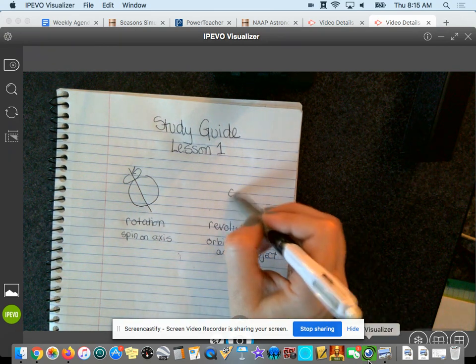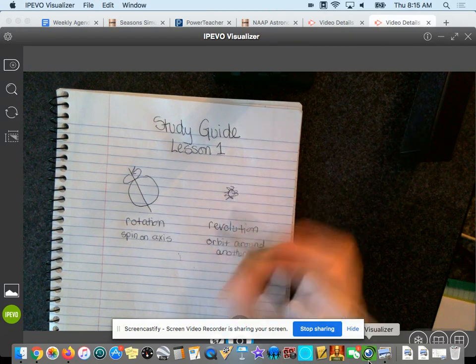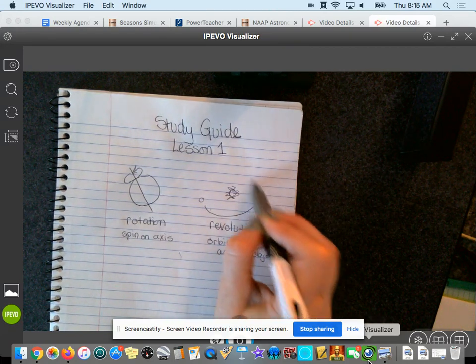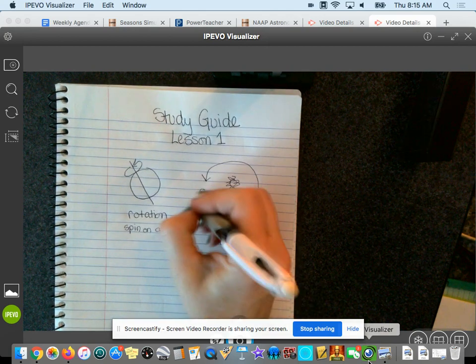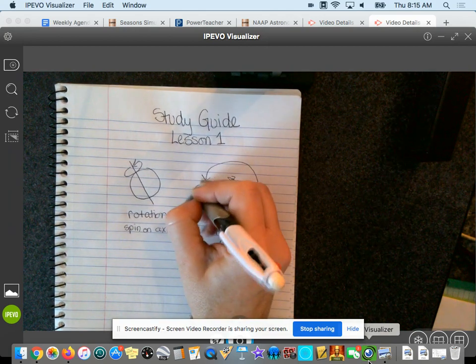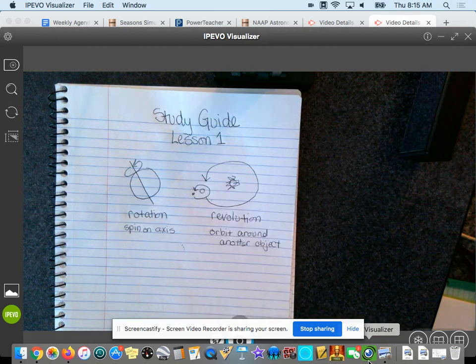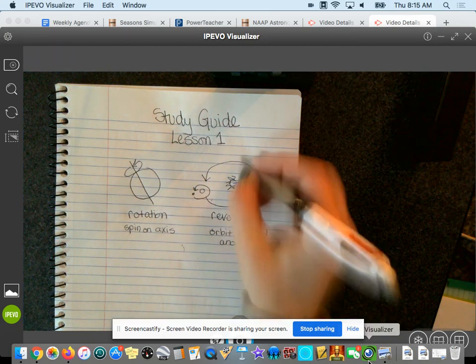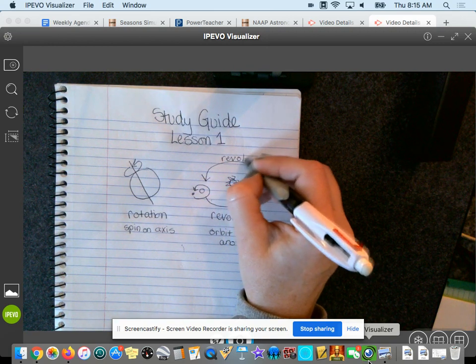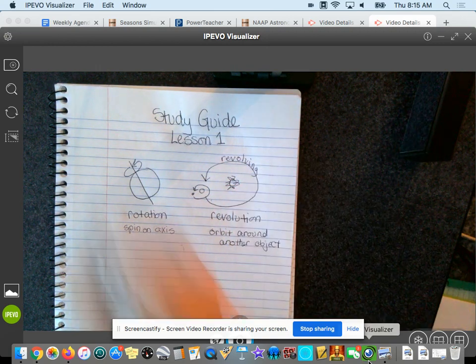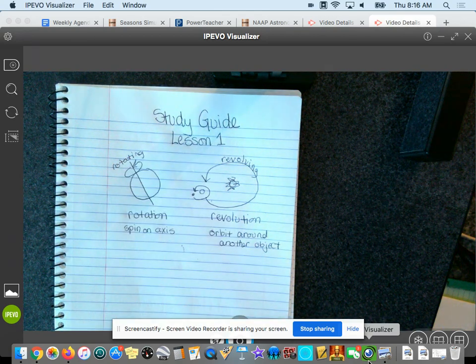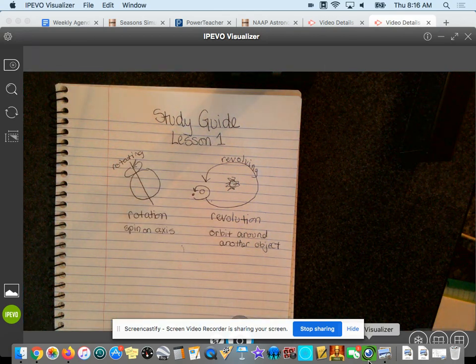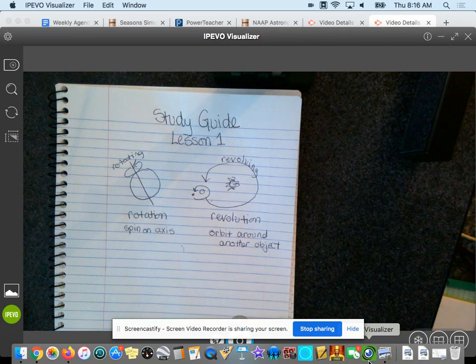So here's the sun. Revolution is going around another object. And you can even do the moon. The moon revolves around Earth. Anything that goes around something else is revolving. Okay, that's one important thing. You got to know the difference between those two words.